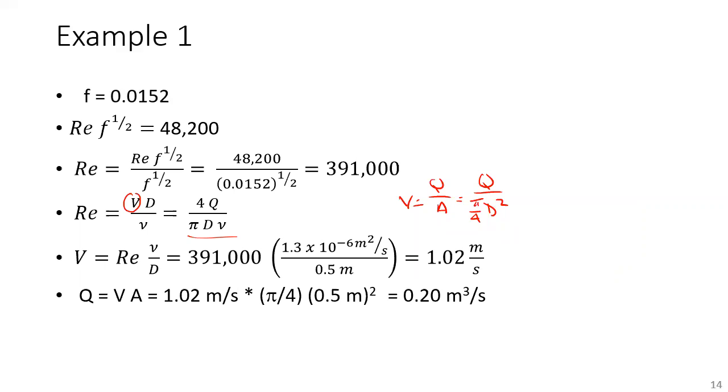The velocity is 1.02 meters per second, and πd²/4 gives us a discharge of 0.20 cubic meters per second. And again, that's what we were after. We were after the discharge. So that's one way of solving the discharge problem. I'm going to do this exact same problem two other ways.